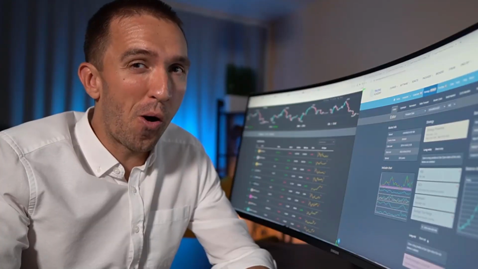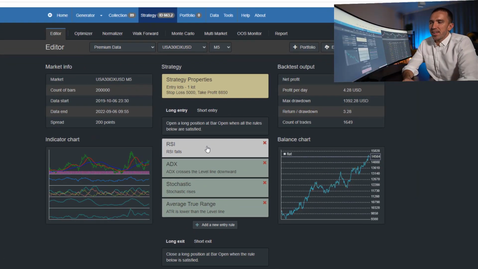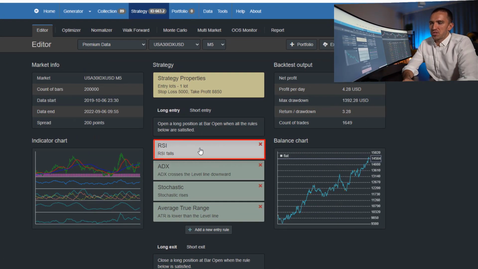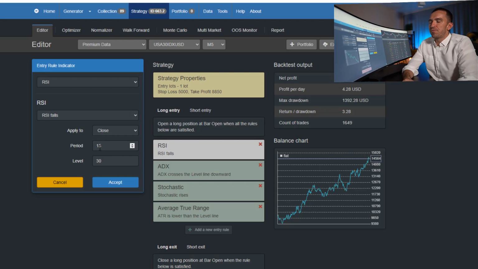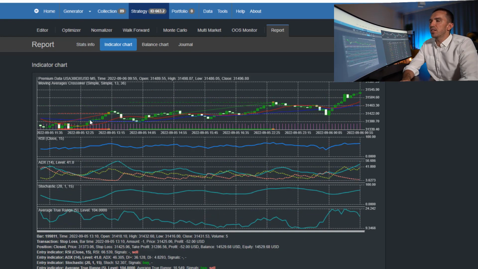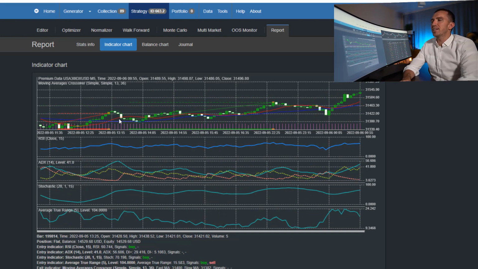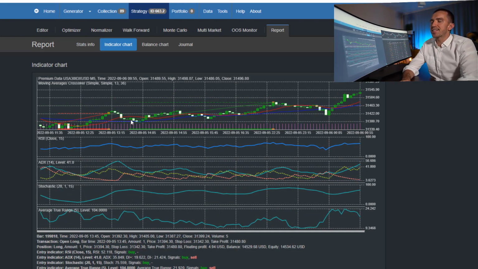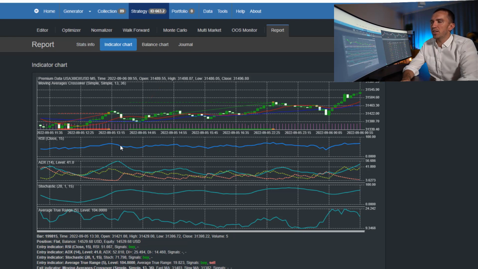So the first entry indicator is RSI falls. We have period of 15 and level 30. If I click on the indicator chart and look at the most recent long trade, here it is, we can see that the trade was executed at the opening of this bar. So on the previous one, we have the RSI falling.